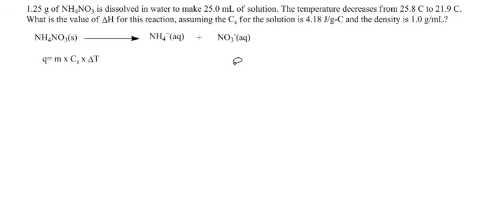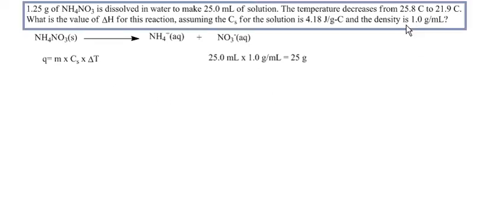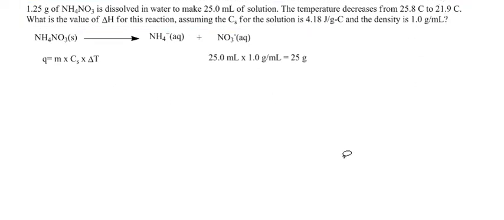25.0 milliliters of solution. So if we take the density as given in the problem to be 1.0 grams per milliliter, 25.0 milliliters times 1.0 grams per milliliter gives us a mass of 25 grams. So we're going to plug 25 grams in as our mass. 4.18 joules per gram degree Celsius is going to be our specific heat, and the delta T going from 25.8 to 21.9 is 3.9, but it's a decrease in temperature, so it's negative 3.9.